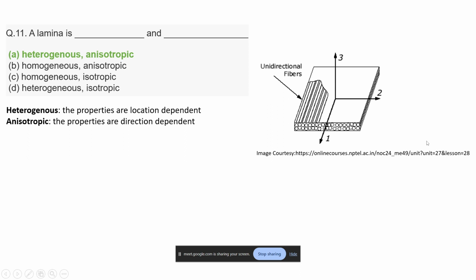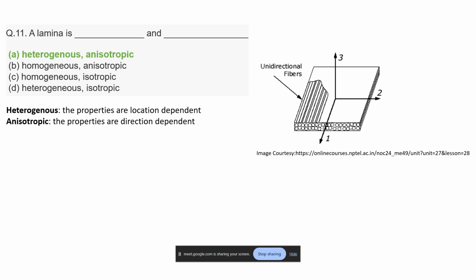Okay, so question number 11 is that a lamina is dash and dash. First we studied about the reinforcement and the matrix. Now the lamina is one which combines the reinforcement and matrix and forms the whole composite. And when more than one lamina are there, it forms a laminate. These terms are already explained in the class.